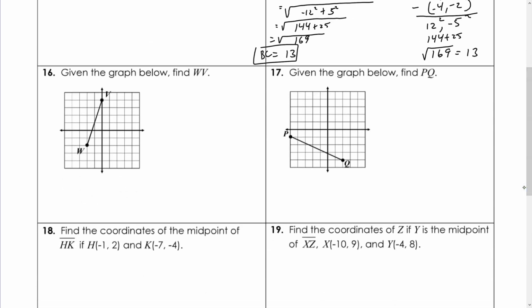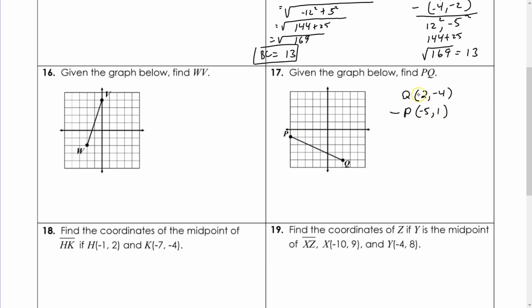On 17, the only thing is that it still wants the length of PQ, but it's not giving it a point, so you just have to look at the graph and determine what the point is. If I go 1, 2 over, that's 2, and 1, 2, 3, 4 down, right? So that makes Q 2, negative 4, and P, which is 1, 2, 3, 4, 5 to the left, and 1 down, is negative 5, 1.